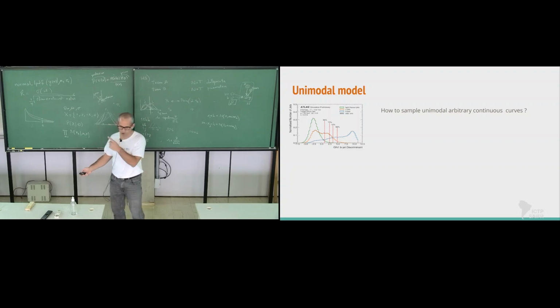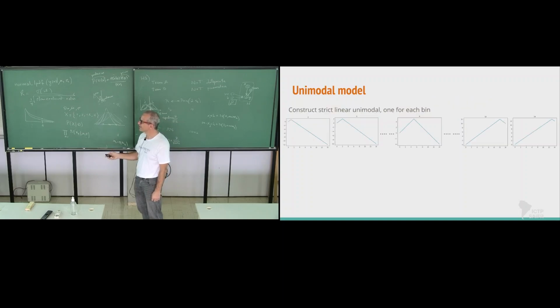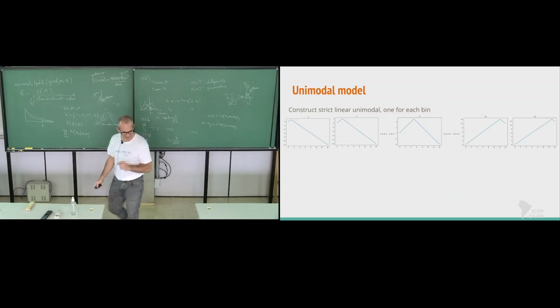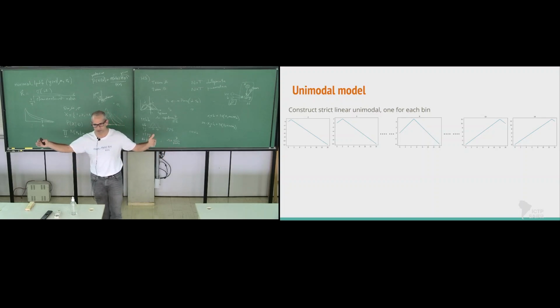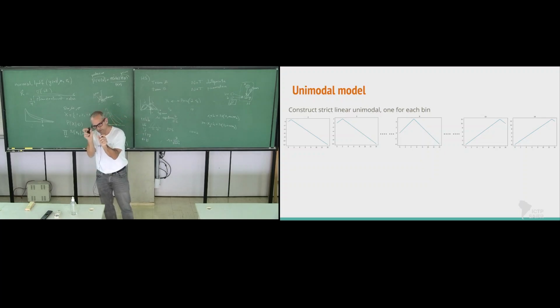And here comes the co-author, who is a mathematician, who had the idea. So this is prior information, unimodal and continuous, and it works like this. This is very nice. How to construct unimodal arbitrary curves. If you have 20, 30 bins, it is easy to construct a curve that has the maximum in the first bin, the second, the third, no? Just linear. You add one, and subtract one, subtract one.